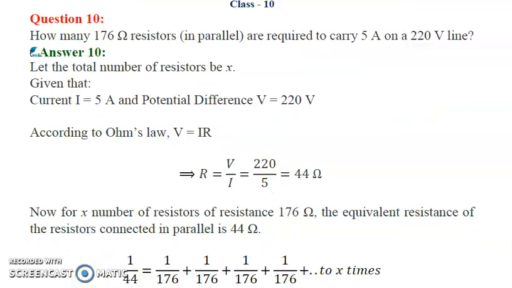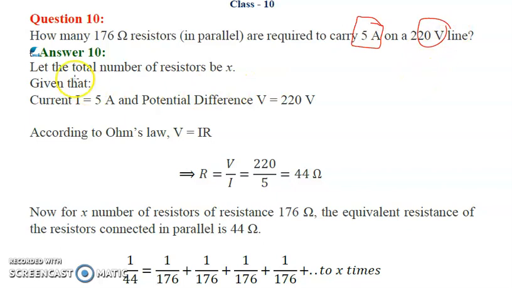Okay, now the next question, it is a very interesting question. How many 176 ohm resistances in parallel are required to carry 5 ampere on 220 volt line? मींस 176 ओम के हम कितने रेजिस्टेंस लगाएं पैरेलल में ताकि ये सब कुछ हो जाए. ये सब कुछ मतलब 5 एम्पियर करंट आ जाए 220 वोल्ट की लाइन पे.